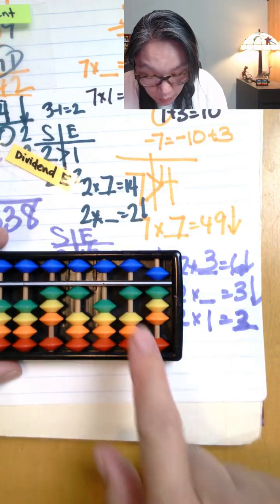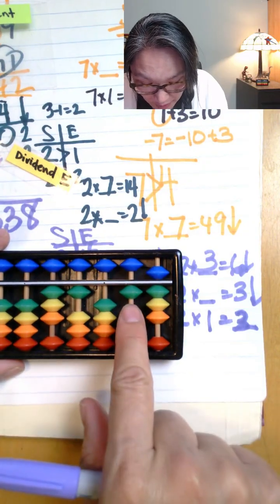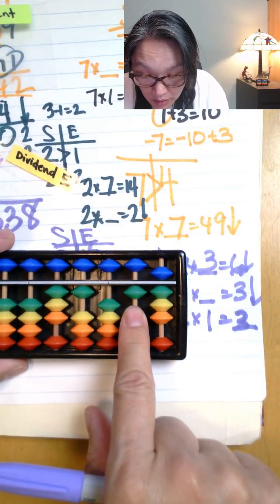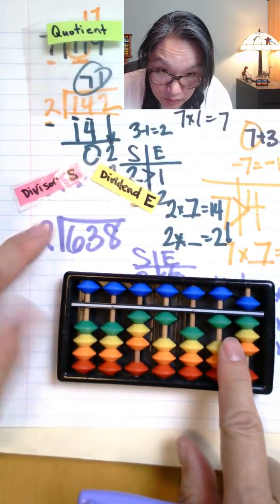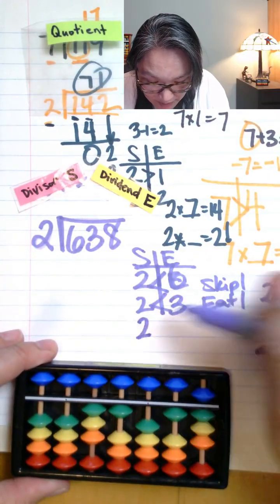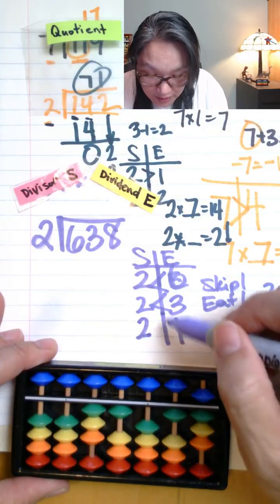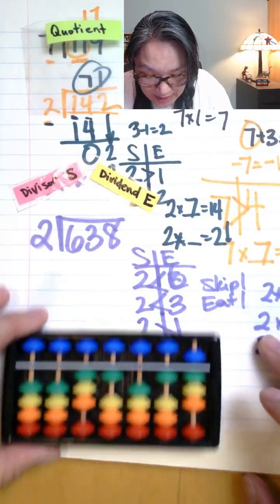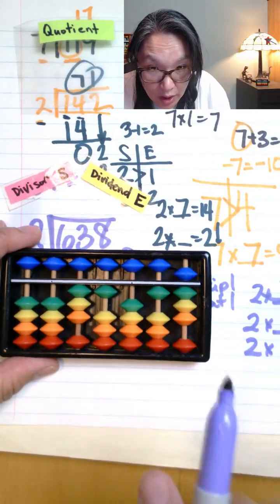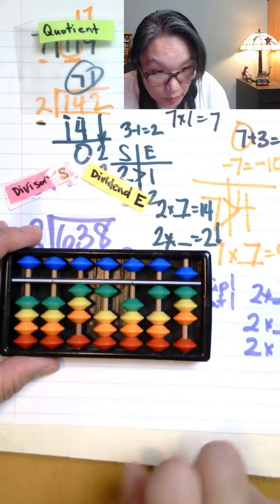Now what do? Well, I still have dividends. My question is 1 or 2? Who is bigger? Dividend is 1. Divisor is 2. Divisor is bigger now. So what does that mean? I have to use 2 columns. These are the 2 columns I'm going to use.